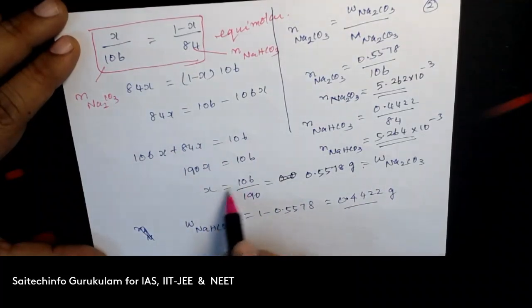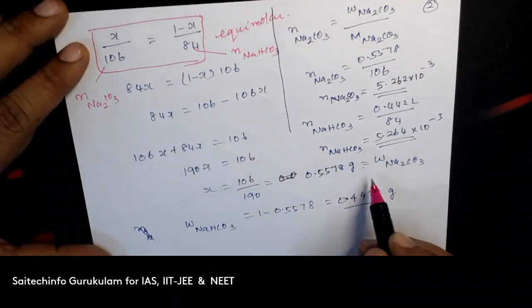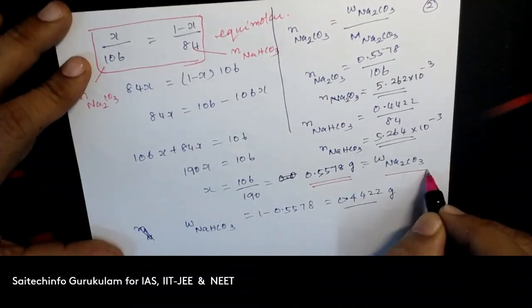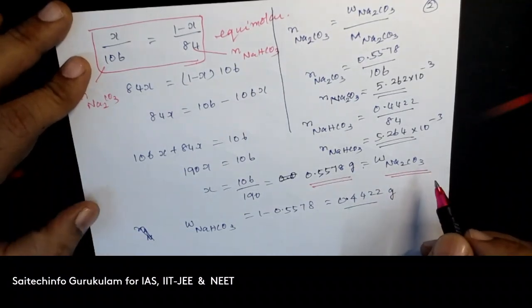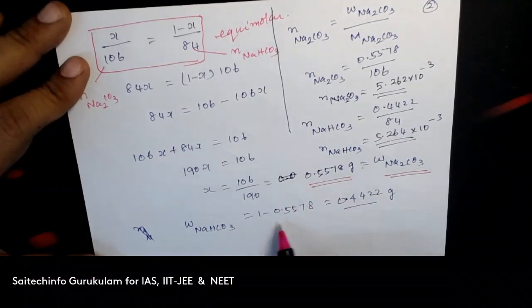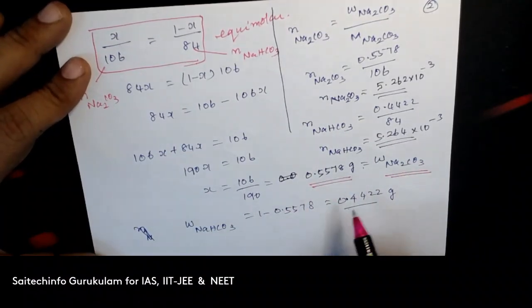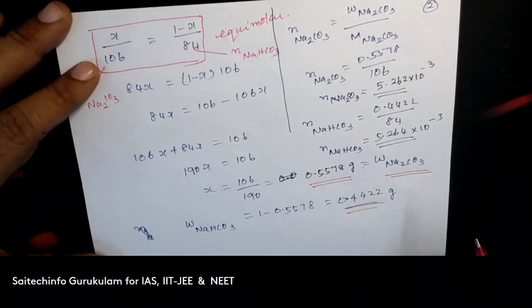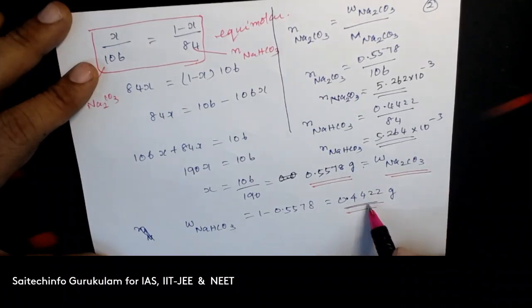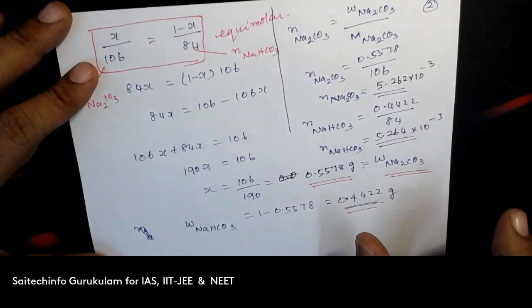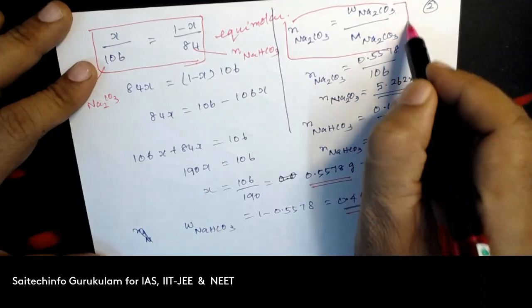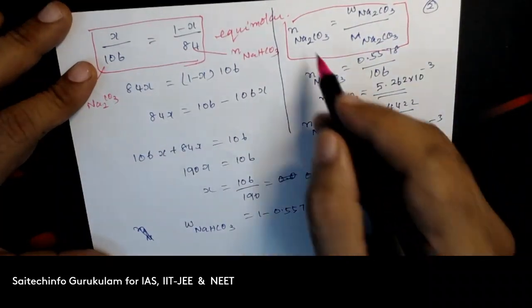So we have got X is equal to 106 divided by 190, and that is equal to 0.5578 gram, which is nothing but the weight of sodium carbonate. And we know already the weight of sodium bicarbonate is 1 minus X. So 1 minus this 0.5578 is equal to 0.4422. So we have got the weight of sodium carbonate and the weight of sodium bicarbonate. Based on that, we can work out the number of moles of sodium carbonate as well as sodium bicarbonate.